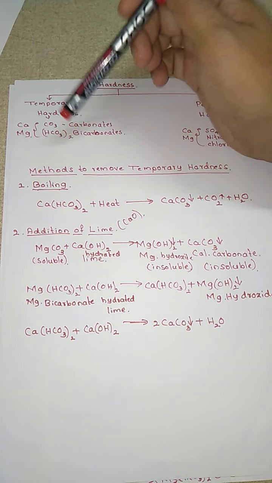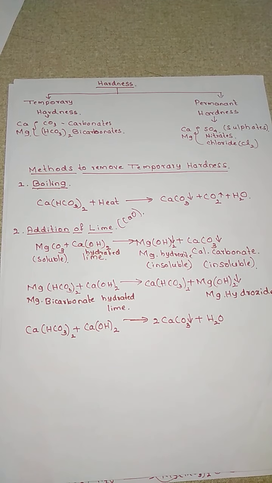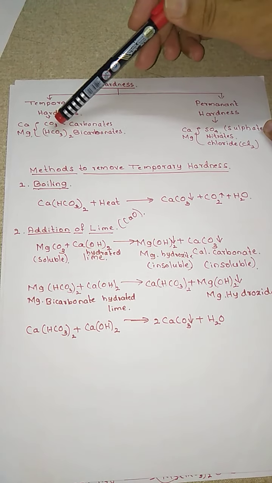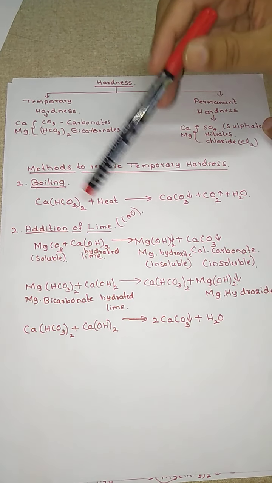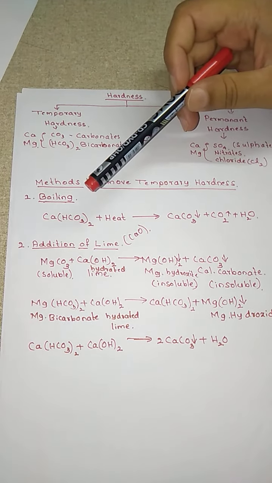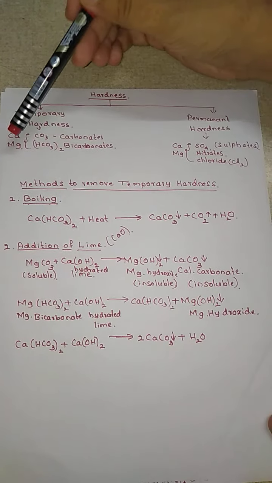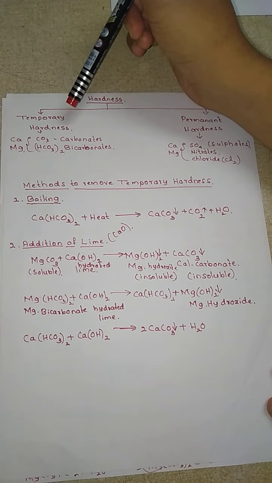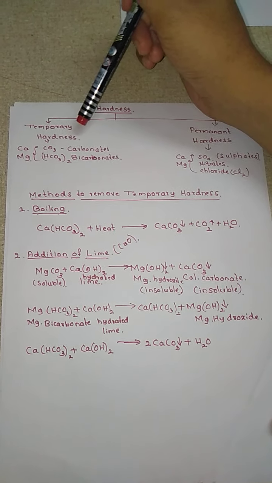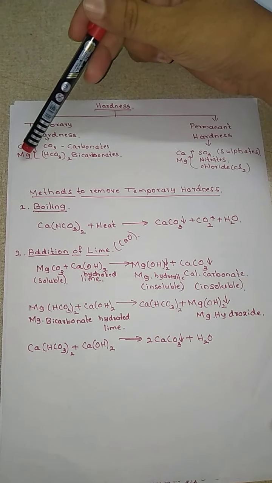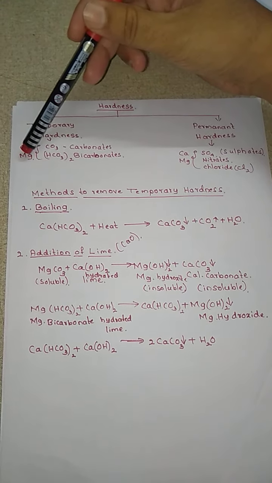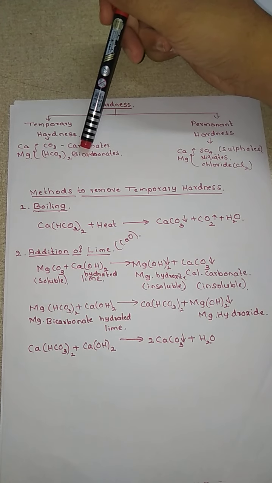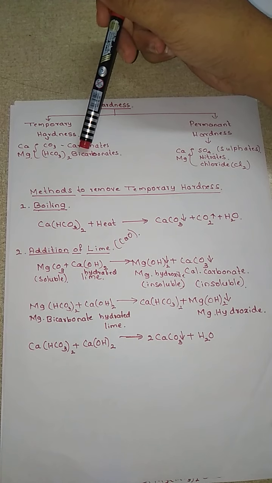Okay, now MgCO3 is fairly soluble in water. MgCO3 and Mg(HCO3)2 we cannot remove by boiling. Since magnesium carbonate and magnesium bicarbonate are fairly soluble in water, boiling doesn't remove the hardness caused by the presence of magnesium carbonate and magnesium bicarbonate. It is going to be removed by the addition of lime process.